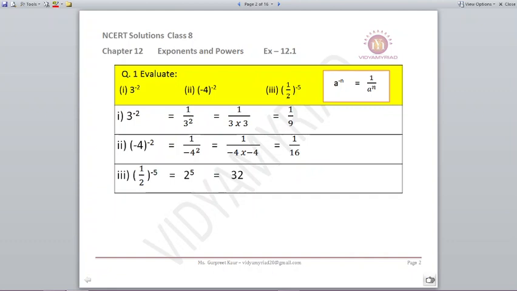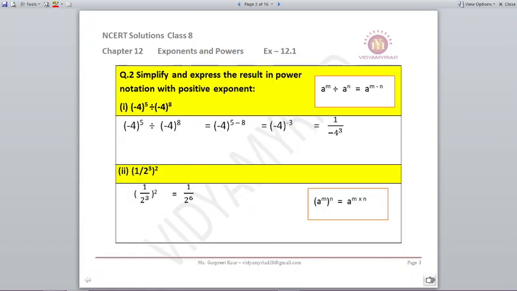Next, 1 upon 2 whole raised to power minus 5. Now 2 is in the denominator. When I take its reciprocal, 2 will become numerator and power will become positive. So it will become 2 raised to power 5. So answer comes to 32.